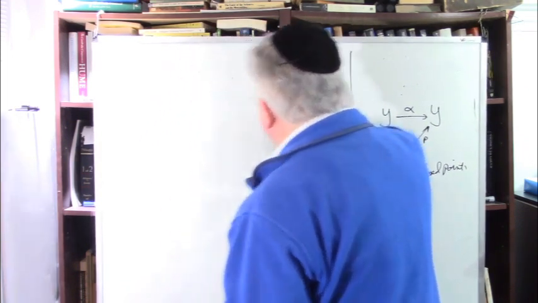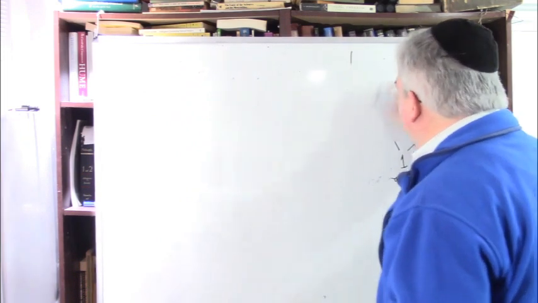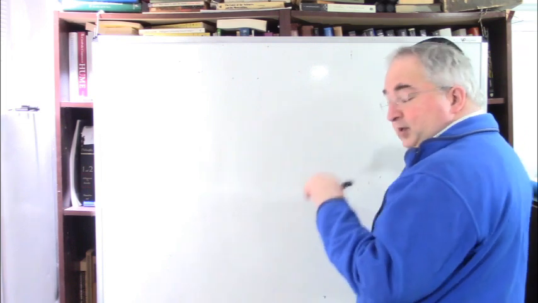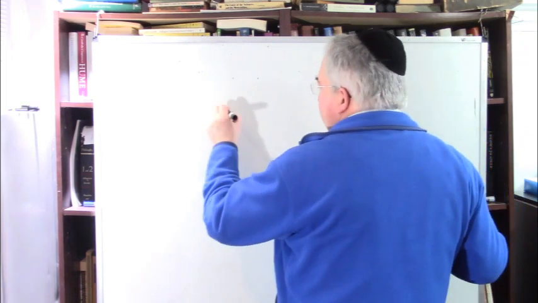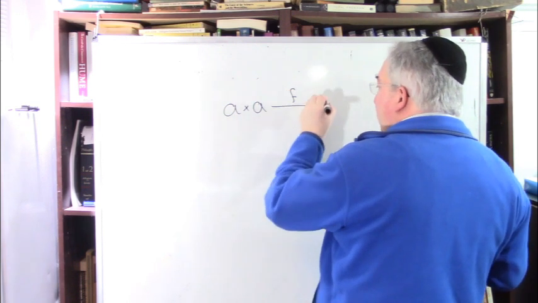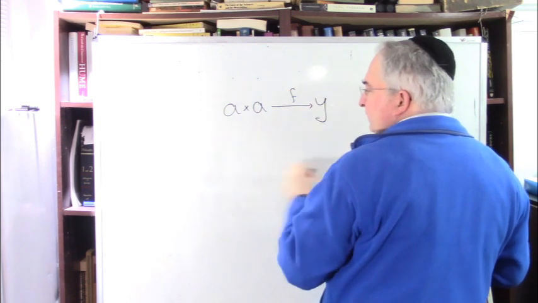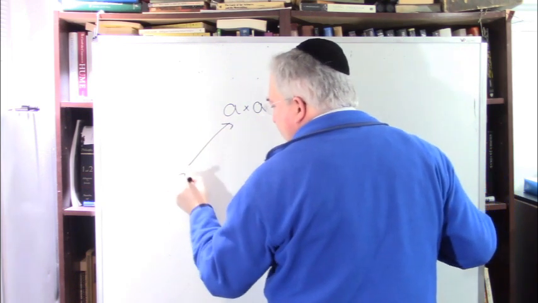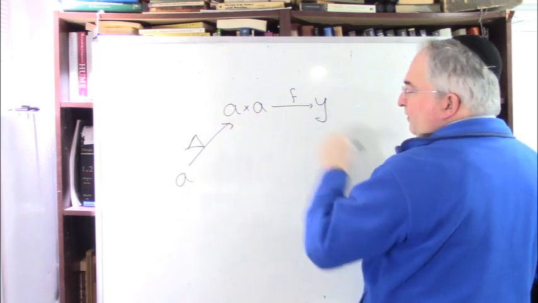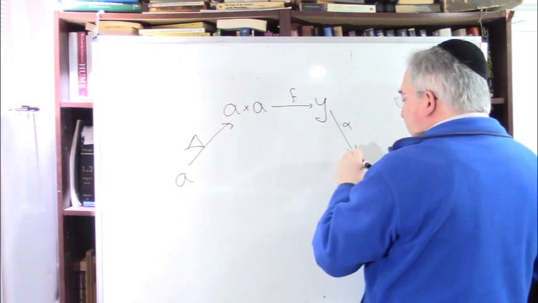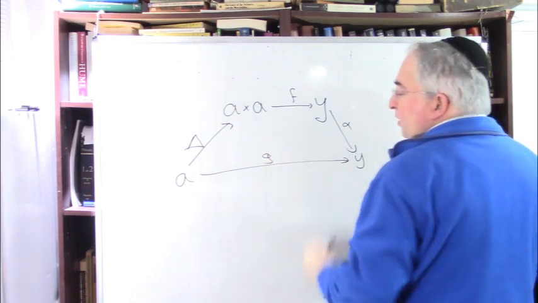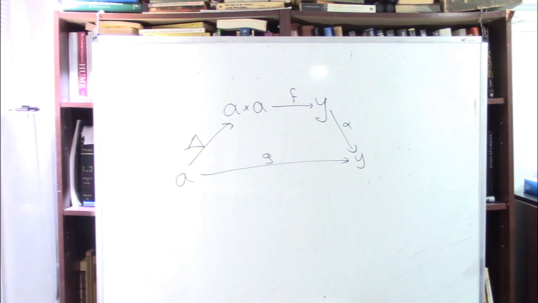But you've seen this idea over and over again. And here's the way to do it. You ready? So let's do it. A cross A goes to Y. Here you have A. This is your diagonal. Every single time you have a product, you have a diagonal. This is your alpha without fixed points. This is your G. We've seen that diagram over and over again.